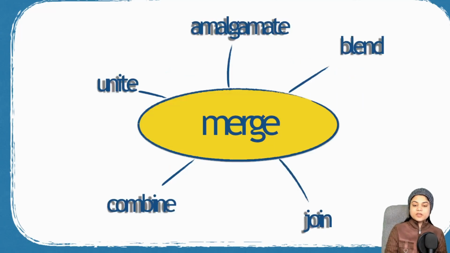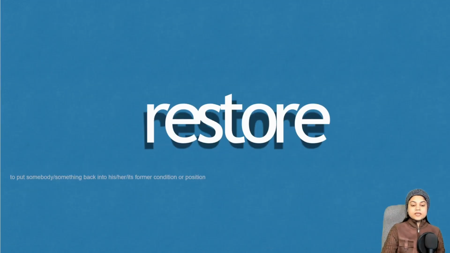Let's check some of the synonyms for the word merge. Amalgamate, blend, join, combine, unite. The next word in our list is restore. Restore. To put somebody or something back into his or her former condition or position.